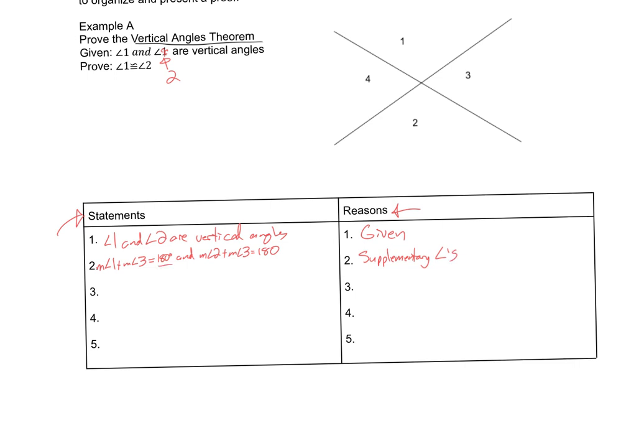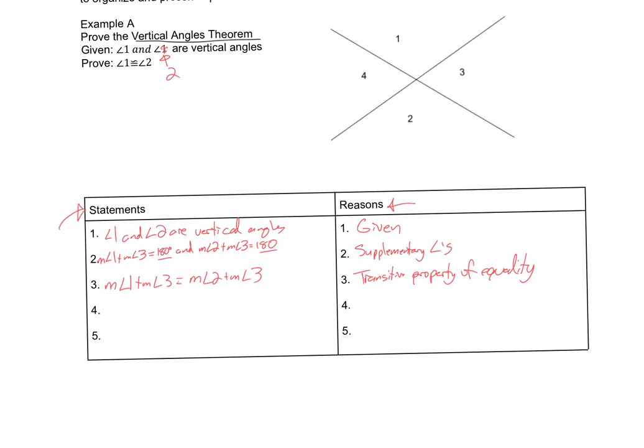Now, since both of those sums of angles equal 180, we can write them equal to each other. So the measure of angle 1 plus the measure of angle 3 equals the measure of angle 2 plus the measure of angle 3. This is the transitive property of equality. I'll tell you a little bit more about that reason when we are finished.